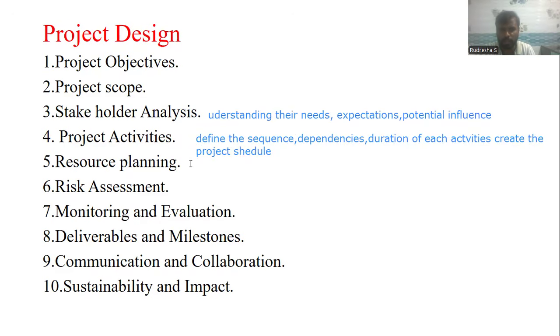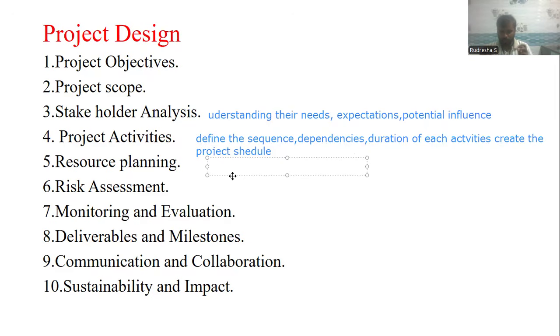See, next I am talking about resource planning. Identify the resources required to complete the project, including the human resource. That is very important in resource planning. Resource means human resource, material resource, or money resource. That is the resource planning.